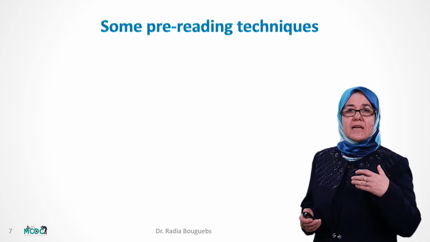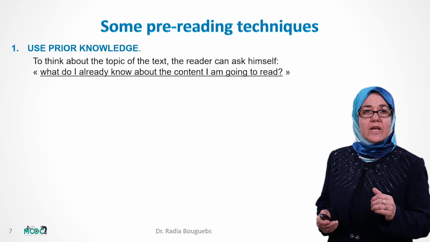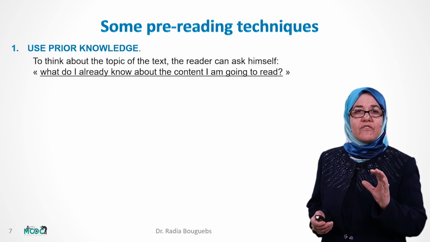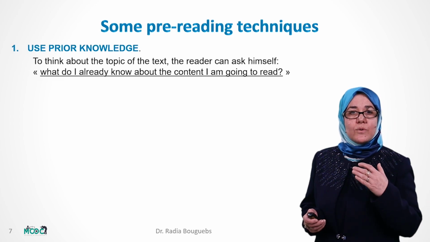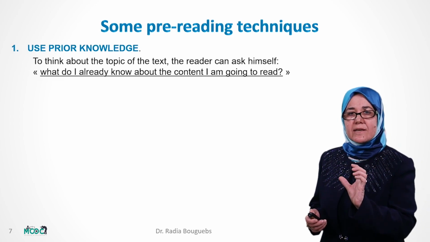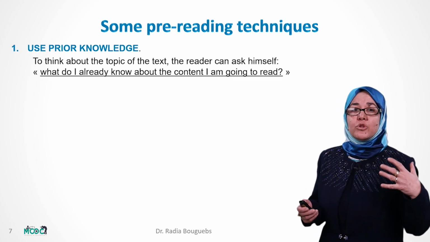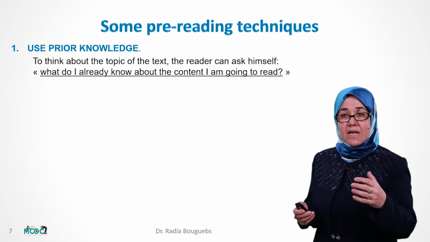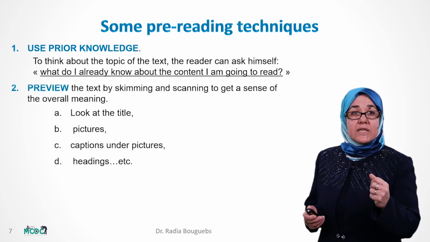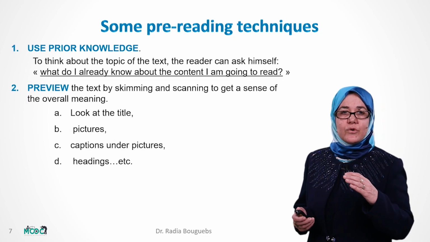Some reading techniques the reader can use during this stage are as follows. Number one, the use of prior knowledge. Prior knowledge is what we have, or our knowledge about the topic of the text. So here, at this level, the reader can ask himself, what do I already know about the content I'm going to read?